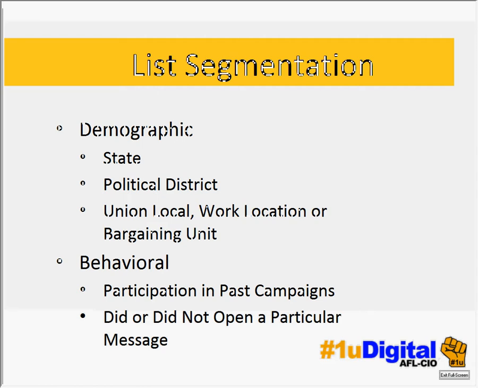So these are things that we often store in fields in Salsa, either standard fields or custom fields that you can create, or if you don't have the rights to do that within your chapter, someone else can create for you to store that demographic information, information that may change a little bit over time, but generally stays pretty static with the record in the email. Behavioral information, on the other hand, is also stored automatically in Salsa, and you can access it via queries. So it's things like which past campaigns of yours someone has participated in, or whether they did or did not open a particular message. So that's behavioral information available in Salsa that you can use to segment your list.